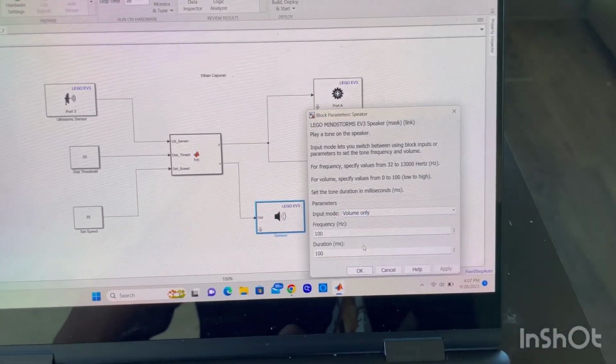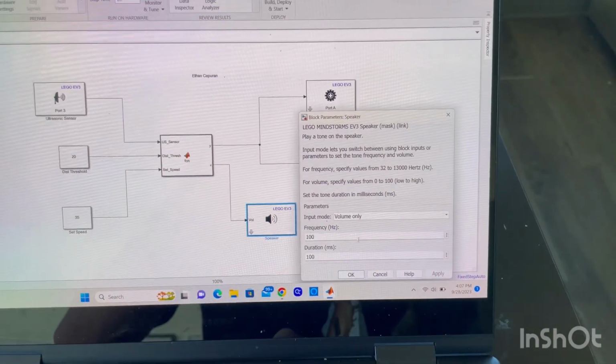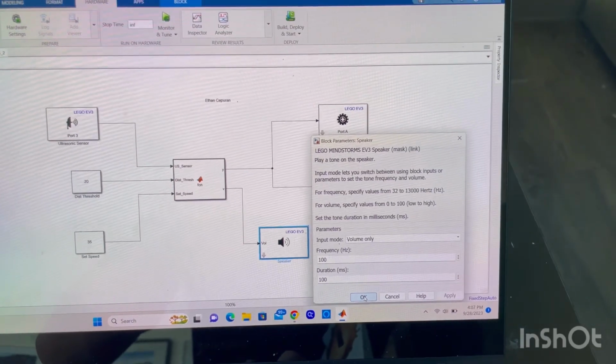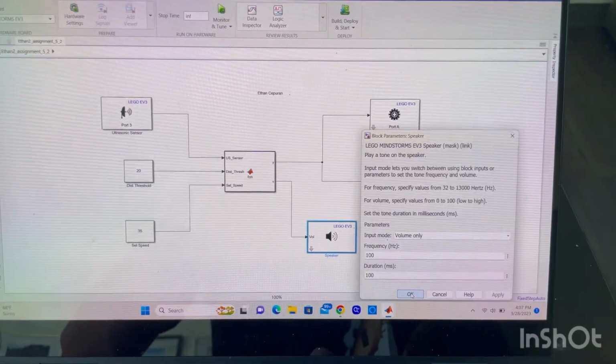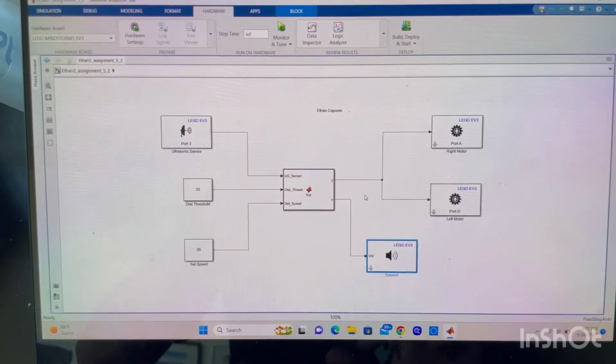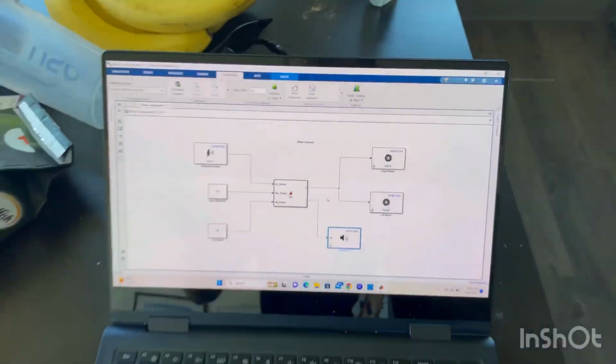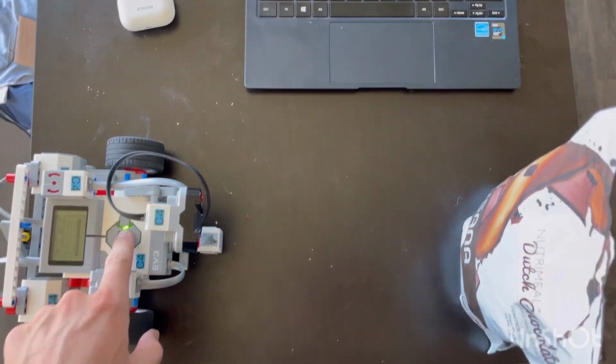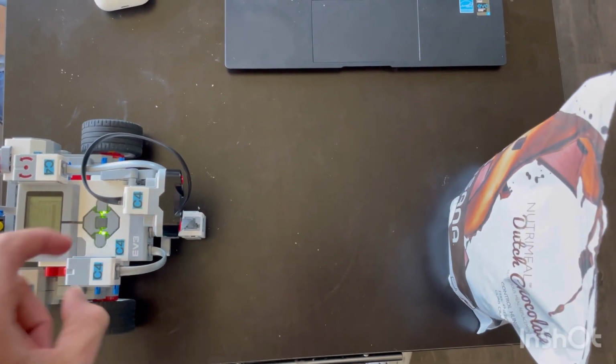I put the speaker on the volume only input mode because we don't have any need for changing the frequency at the moment. And so if the robot detects something in front of it, it should make a sound.